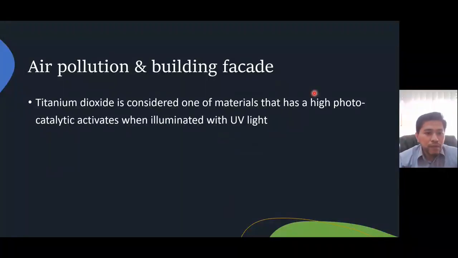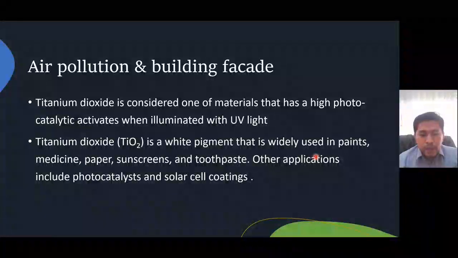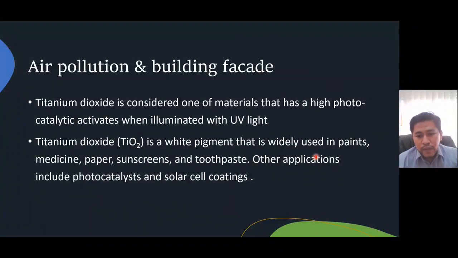So one example of a material that we can use is titanium oxide. It is considered one of the materials that has a high photocatalytic activity when illuminated with UV light. And titanium oxide coatings appear to have a self-cleaning property, like I have mentioned. When exposed to sunlight, it will react with water to generate hydroxyl radicals, which break down organic molecules and microbes that are absorbed on the surface.